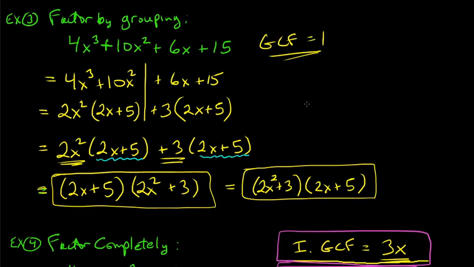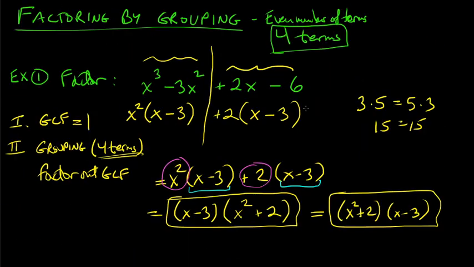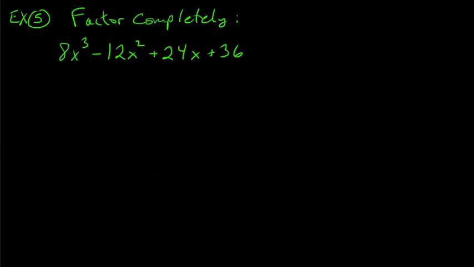Okay, so I hope this helps. I'll let you do one more grouping problem, and then we'll move on to the next section. Factor completely: 8x cubed minus 12x squared plus 24x plus 36.